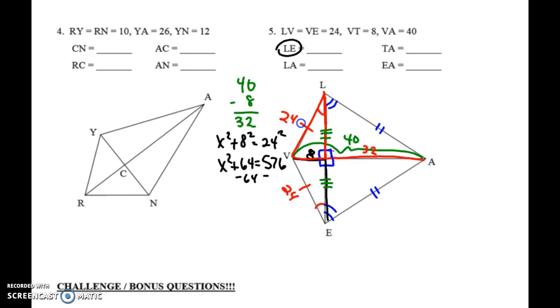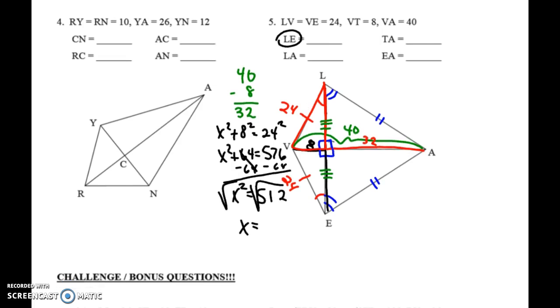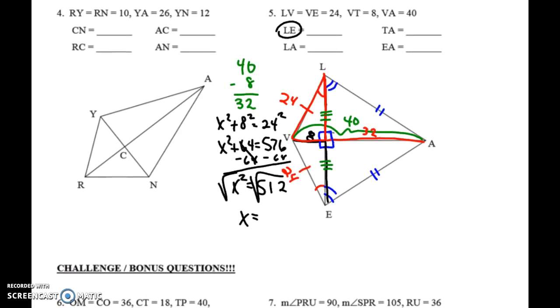So I'm going to subtract 64 from both sides. Would be 512. So the square root of 512 is what? Push the buttons. What's the square root of 512? 22.62. Everybody agree? So that means that this right here is 22.62, but it wanted LE. So that would give me what? 45.24? Is that right? Because I'm going to add that twice.